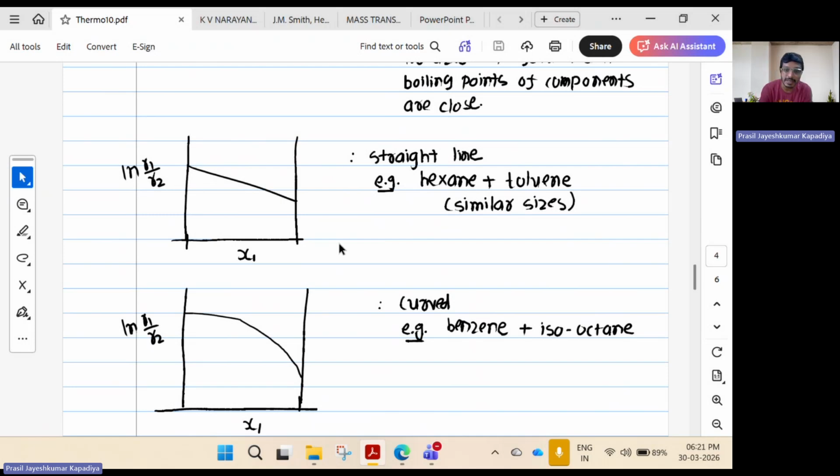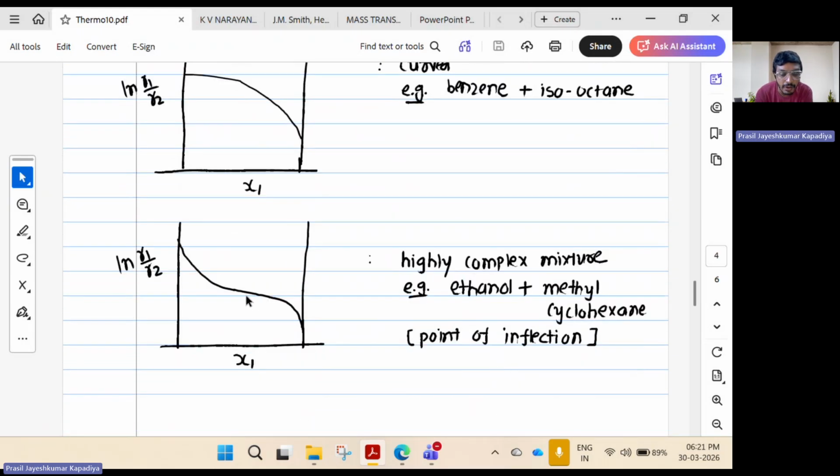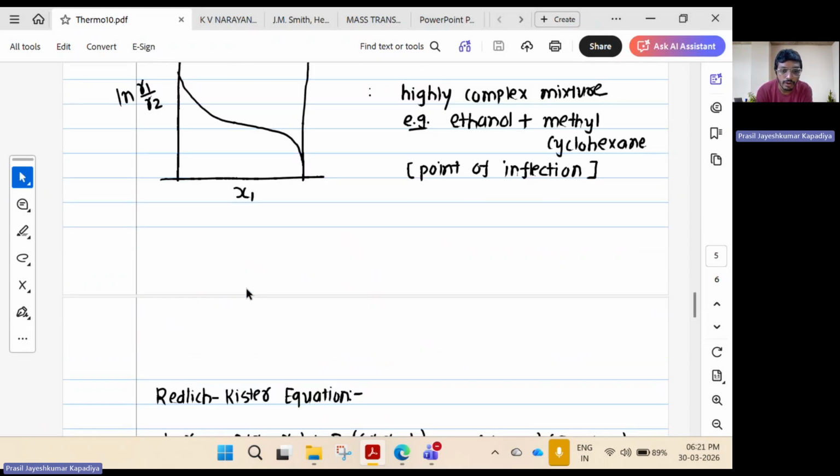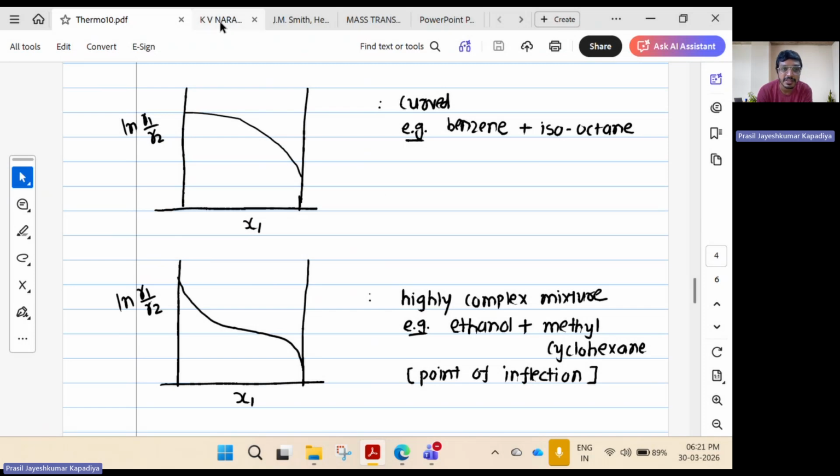Straight lines are obtained for ideal mixtures when we are dealing with similar sizes, like hexane and toluene. Then we get a curve in the case of benzene and isooctane. Then there can be one complex curve where we have a point of inflection. This kind of curve is obtained for highly complex mixtures, let's say ethanol and methyl cyclohexane. So this is what thermodynamic consistency is all about.